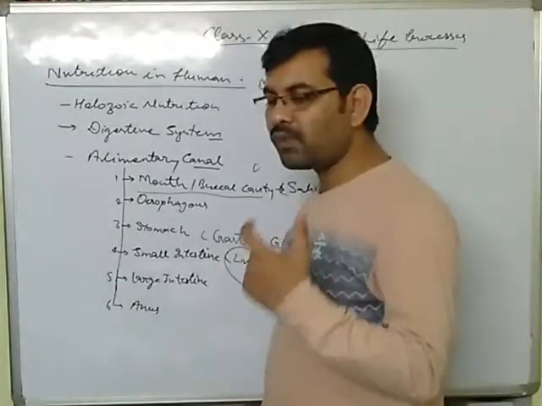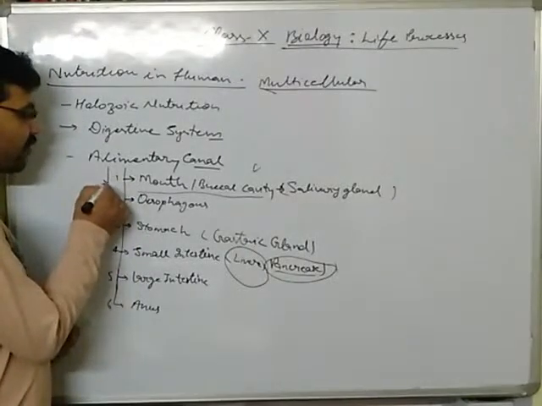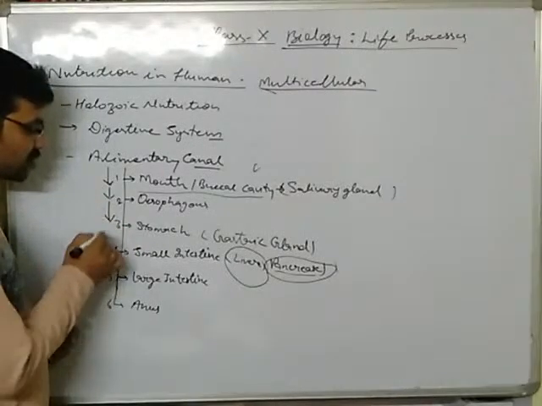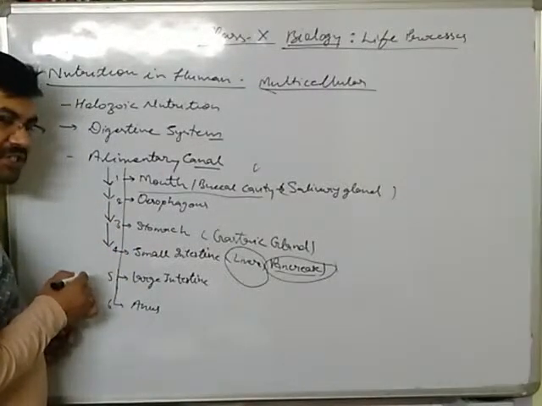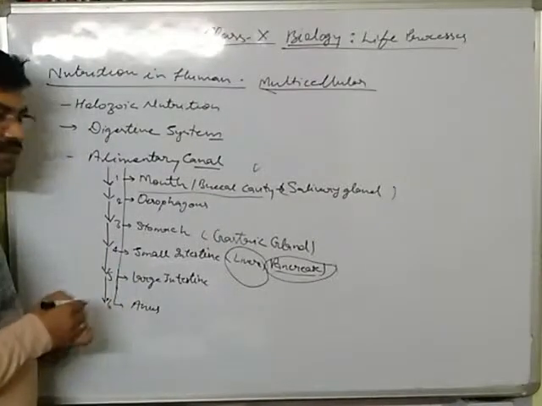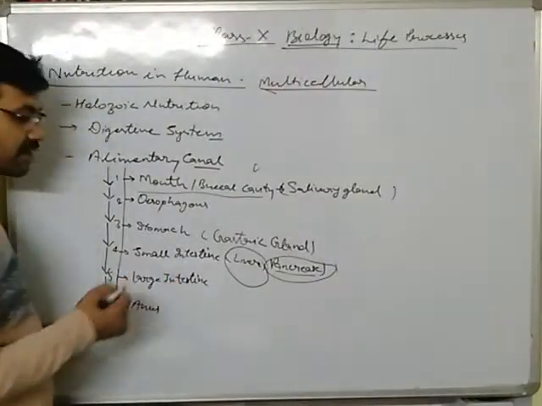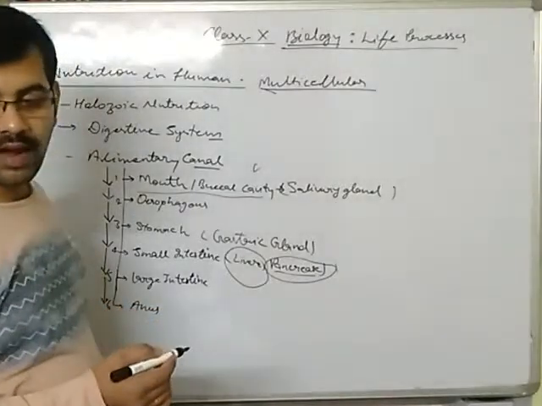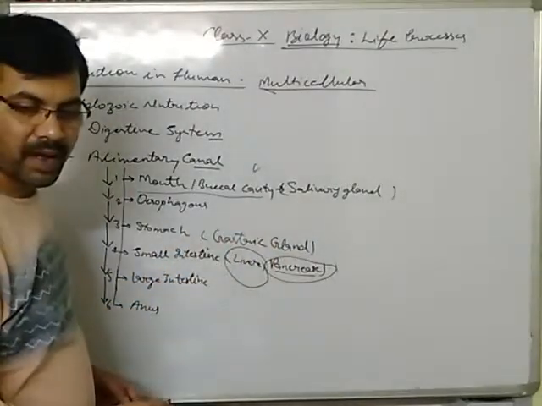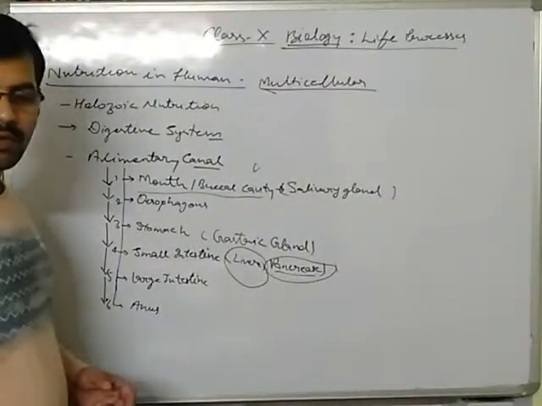For example, food is taken in the mouth, it goes to the buccal cavity, from the buccal cavity to the esophagus, from the esophagus to the stomach, from the stomach to the small intestine, from the small intestine to the large intestine, and from there to the anus. In the small intestine and large intestine, the digested food is also absorbed, and waste product is forwarded ahead.